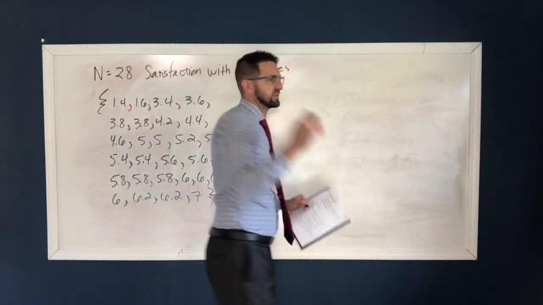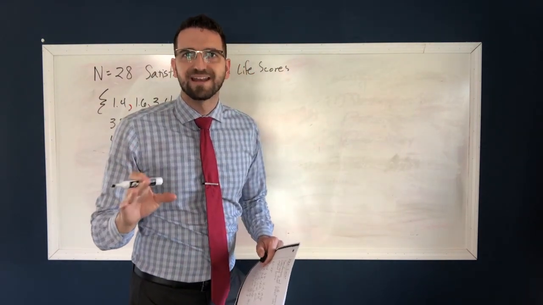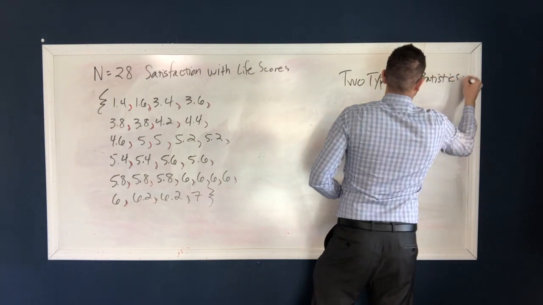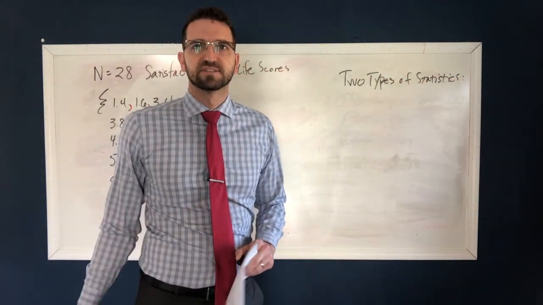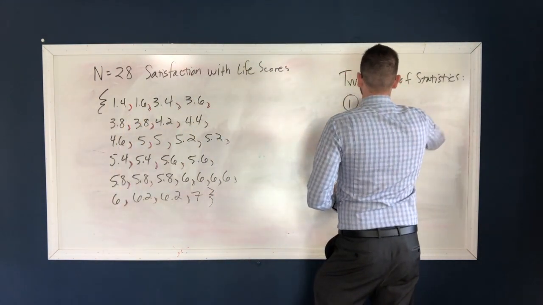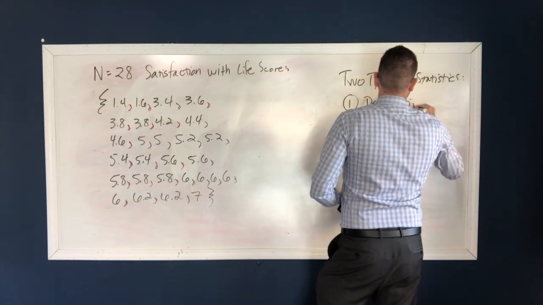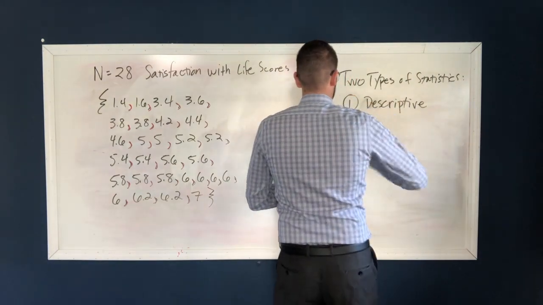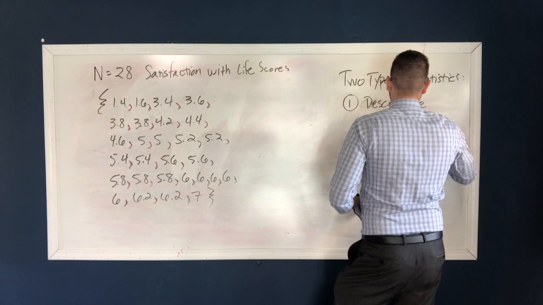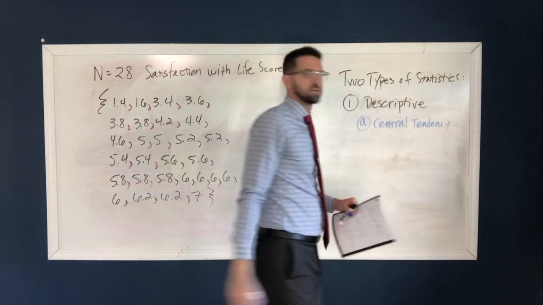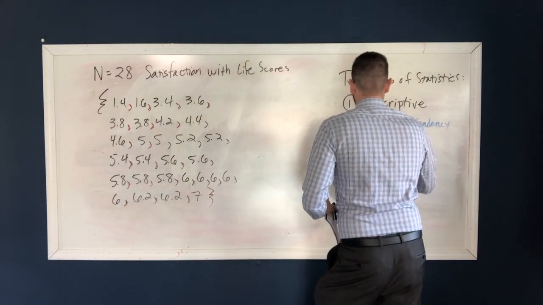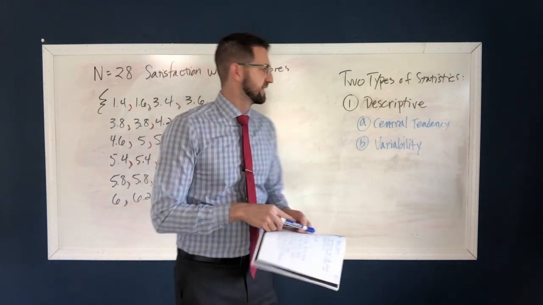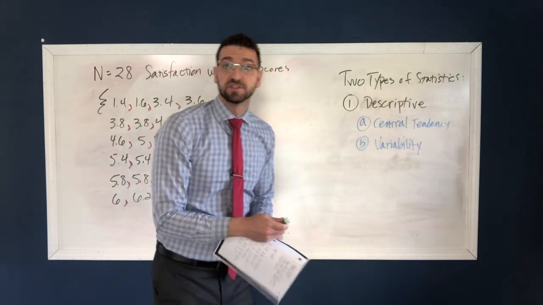So let's go back to chapter 1 and see where we're at in the journey. So I indicated that there are 2 types of statistics. The first type is descriptive, and there's 2 types of descriptive statistics: central tendency and variability. And somewhere in here, I'm going to stick frequency, which is what we talked about in chapter 2.